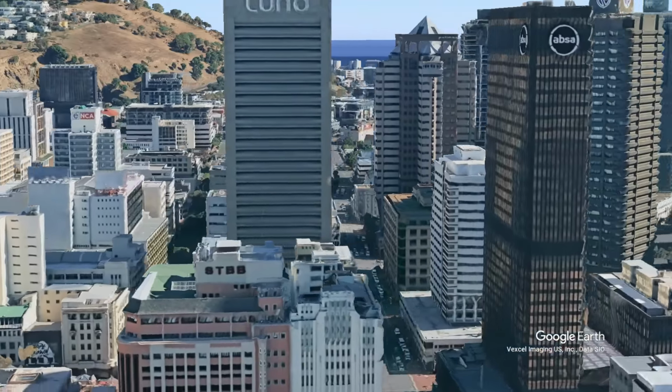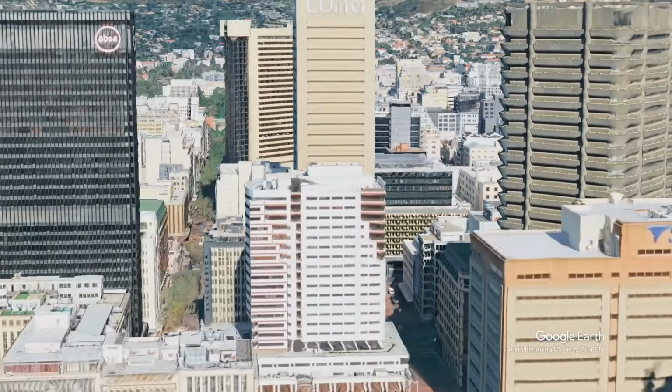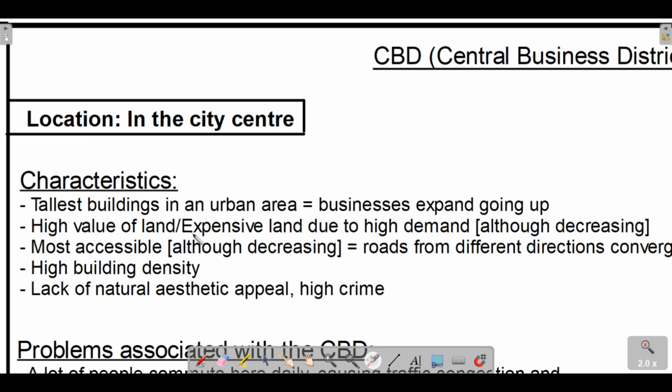Okay, so this is a very expensive piece of land, the land use zone here. So there's high value of land. It's very expensive because of high demand. Every business wants to be there. So there's a lot of buildings in the CBD because every business wants to be there. That's where there's a lot of customers. Everyone is going there, right? I'm sure you even get annoyed on the way because there's a lot of traffic, right?